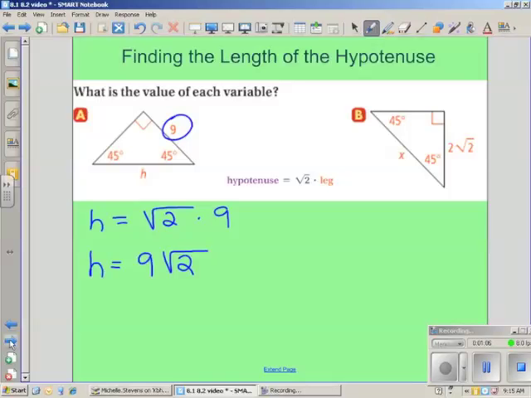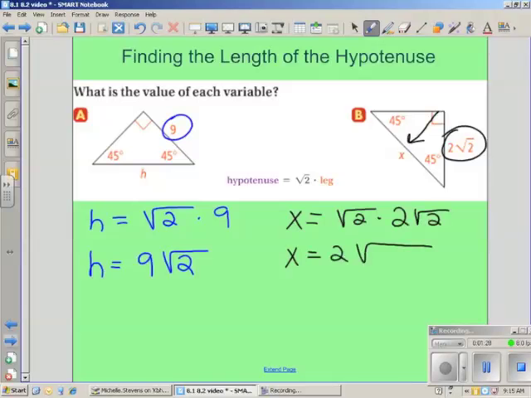In letter B, we're looking for the hypotenuse, which is x. x is equal to radical 2 times the leg. The leg is 2 radical 2. So writing it all out, to simplify this we have 2 of the radicals, so 2 times 2. And remember, for every 2 factors inside a radical sign, cancel them out and bring 1 on the outside. So that would be 2 times 2, which is 4. So the length of the hypotenuse, x, is equal to 4.